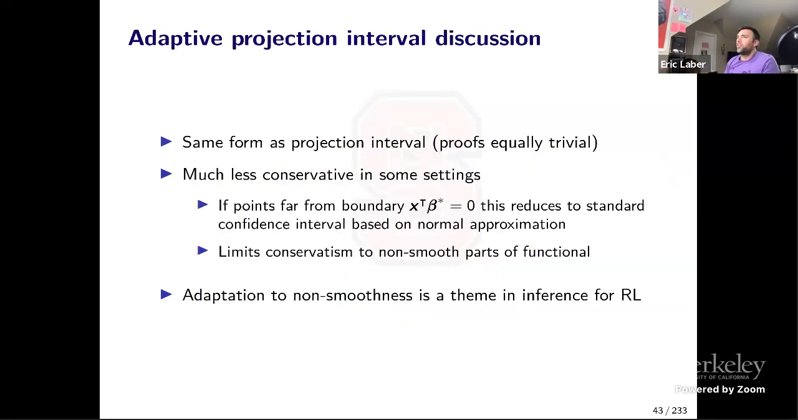So adaptive projection intervals have the same form as a projection interval, and the proofs are equally trivial. I didn't show the proof here, but it's exactly the same. If points are far from the boundary, then this is a standard confidence interval based on a normal approximation, and it limits conservatism to the non-smooth parts of the functional. And this adaptation to non-smoothness is a theme for inference in RL, at least as far as this talk is concerned. So this is going to be a key thing: how do we make it so that we are conservative only when we need to be, or only where we need to be.